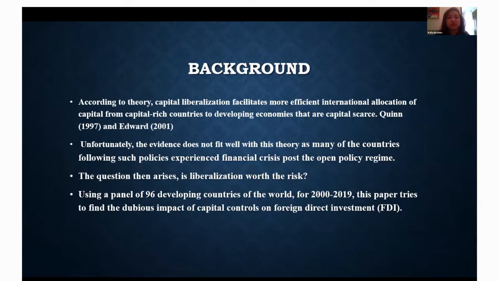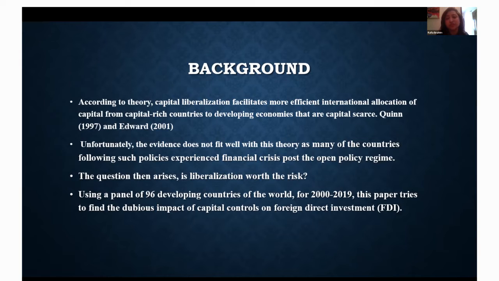So I'll just quickly give you a glimpse of my background, where this initiated from. Basically, there was an enormous debate regarding the impact of capital control policies over foreign direct investment for a large period of time. However, there was a lot of doubt regarding the true impact, because according to theory, capital liberalization should be beneficial rather than controlling it in order to increase the flow of foreign investment. On the other hand, the practicality is something different.